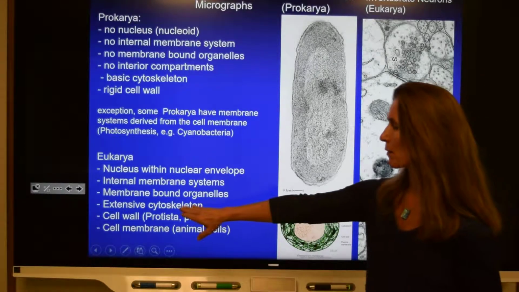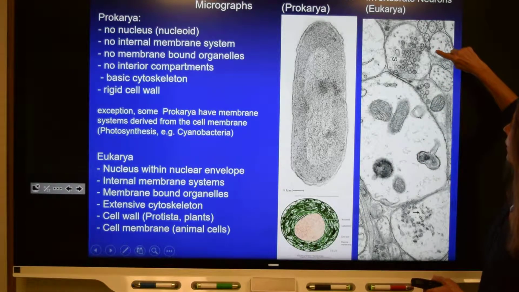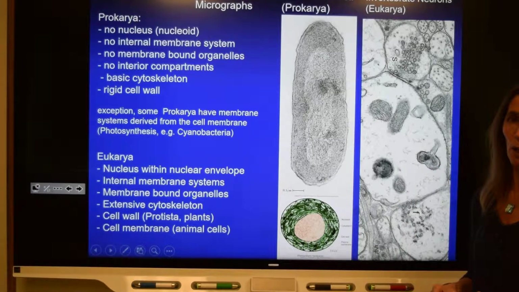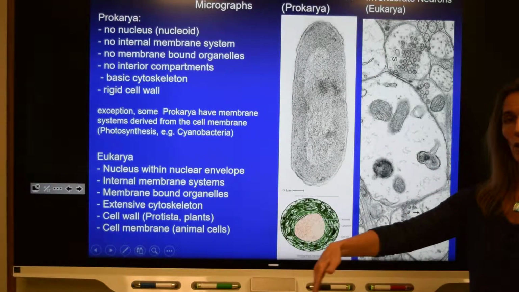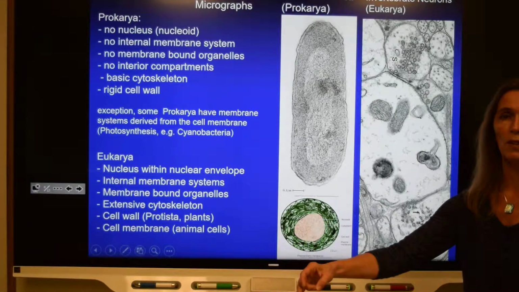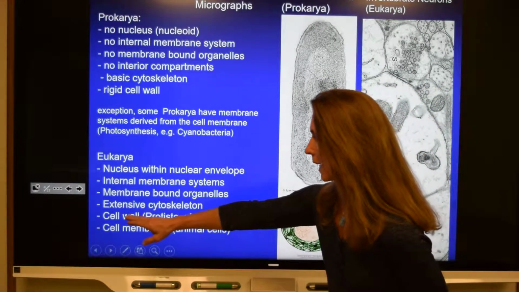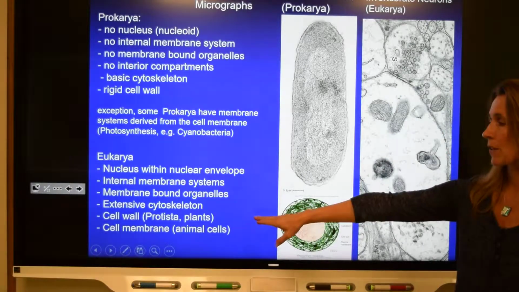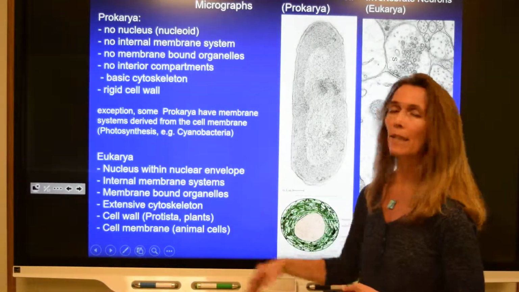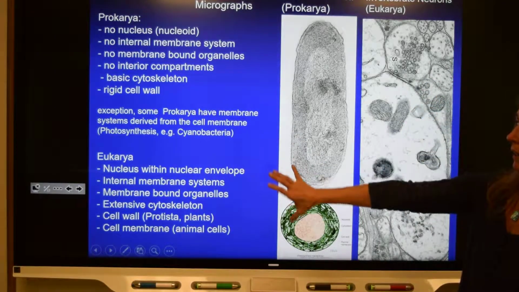Then they have an extensive cytoskeleton, and you can see this in this picture here. These, for example, would be microtubules that stabilize cells and are important for transport of proteins and other molecules, so that the cell can transport necessary proteins from one end of the cell to the other end of the cell. They have cell walls in the case of protists and plants, and they have a cell membrane in the case of animal cells. So these are characteristics for prokarya and eukarya.